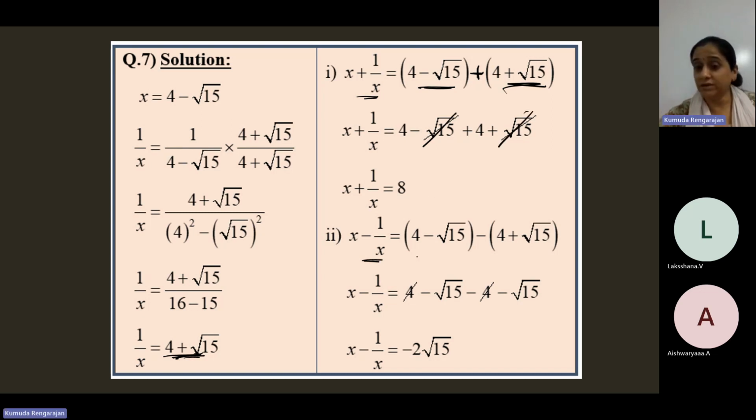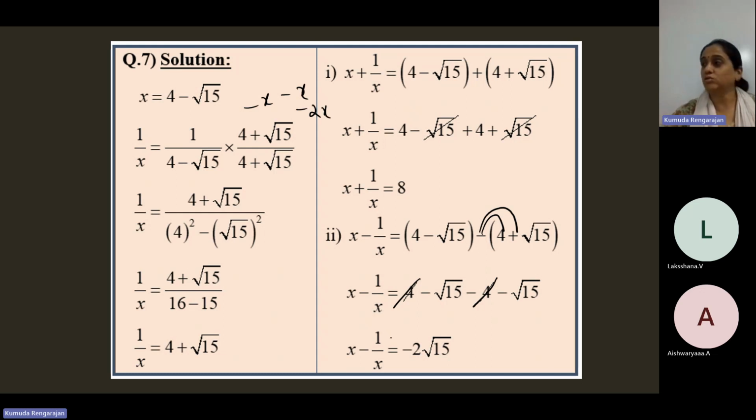X minus 1 by x. Be careful. Enclose the expressions in a bracket. So when you open the bracket, it's minus 4 minus root 15. Minus 4, minus into plus, minus root 15. All right. So plus 4 minus 4 cancels out. Minus root 15 minus root 15, like minus x minus 2x. So minus 2 root 15.